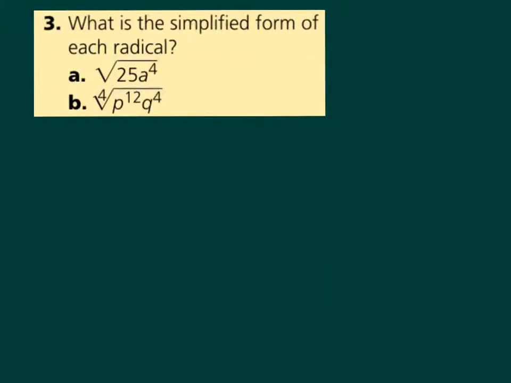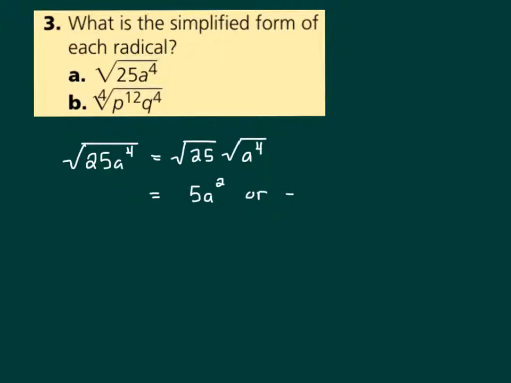What is the simplified form of the square root of 25a to the fourth? Just like earlier, when the radical went over the quotient, the radical will also go over the product. So the square root of 25a to the fourth is the square root of 25 times the square root of a to the fourth. The square root of 25 is 5. The square root of a to the fourth is a squared, so it's 5a squared, or it could be negative 5a squared.